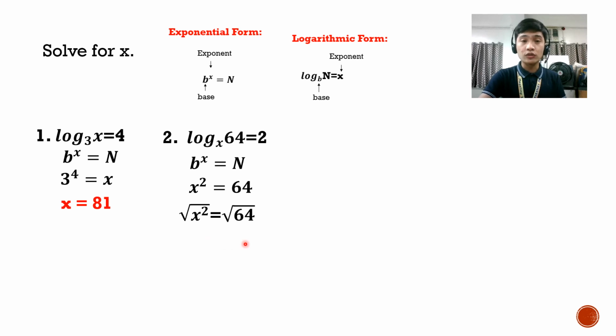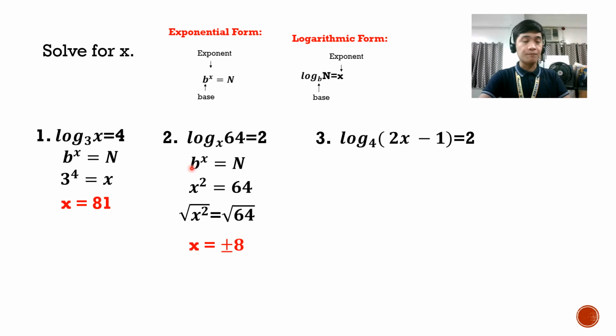Dahil sinusolve natin yung value ni x, para makuha natin yung value ni x dyan, we will get the square root of both sides. We will get the square root of x squared. We will get the square root of 64. So, ito po ay proseso sa grade 9, tinatawag nating extracting the square root. In this case, your value of x, application ng grade 9 ito, that is equal to positive negative 8. Kasi nga, nag-extracting the square root tayo. So, yan po yung value ni x sa number 2.